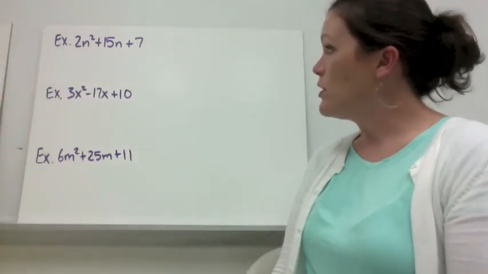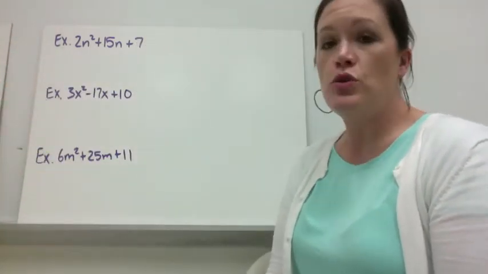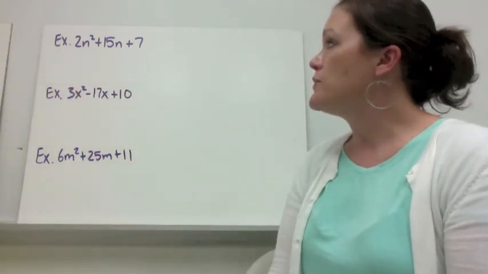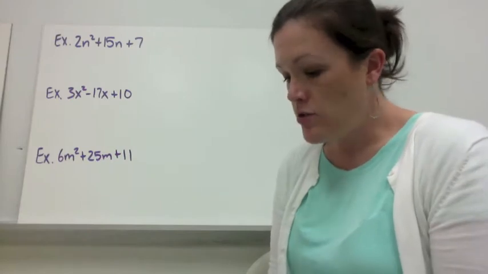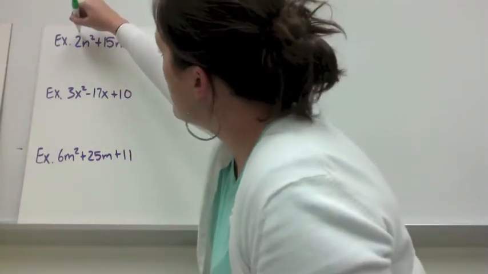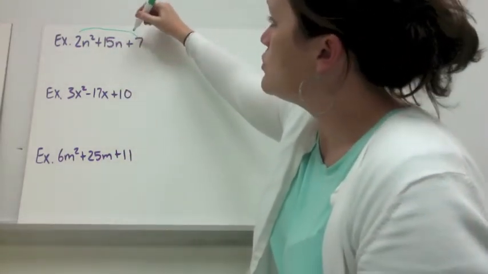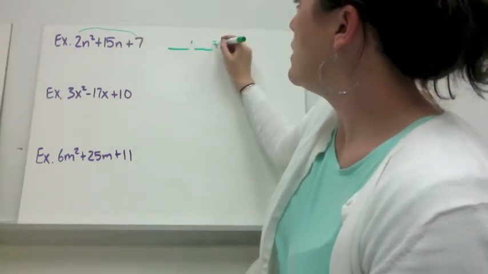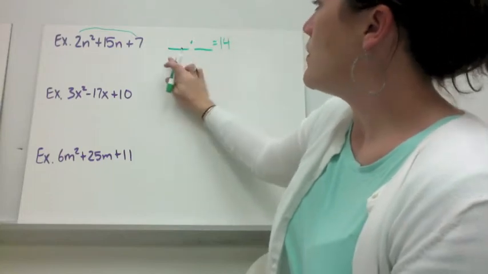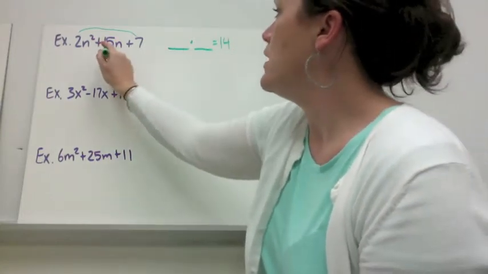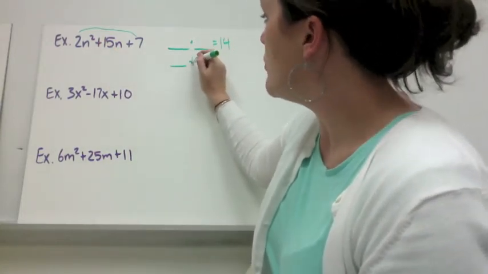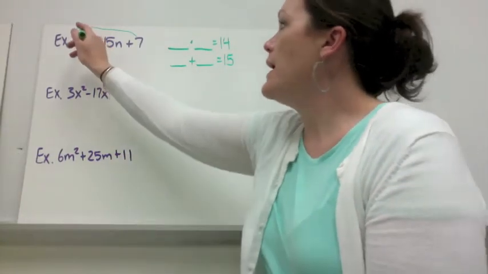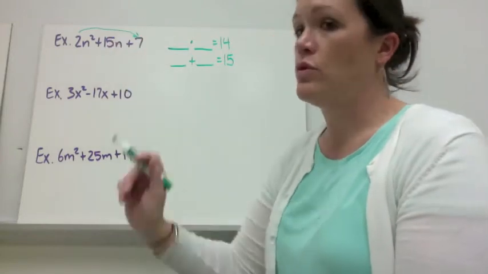For example 1, we have the trinomial 2n squared plus 15n plus 7. Notice a is 2 this time. Our first step is to do a times c. So 2 times 7 will give me 14. I need to find a pair of numbers whose product is 14 and whose sum is still going to equal b, which in this case is 15.